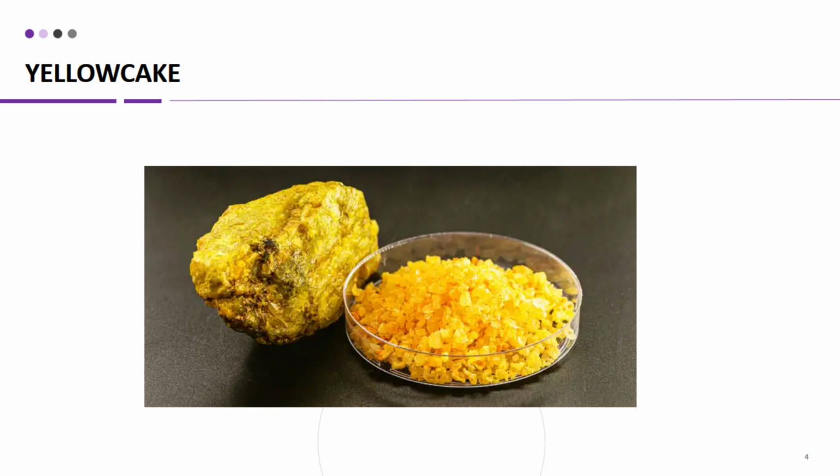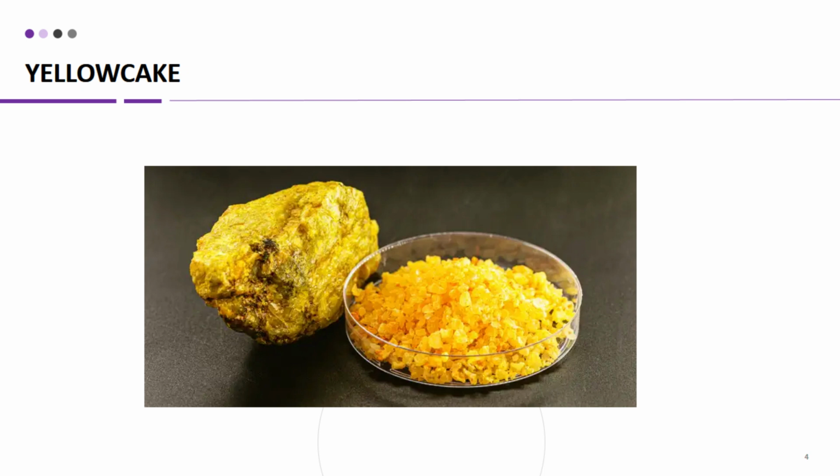Yellowcake is primarily composed of uranium oxide, U3O8, which is a compound made up of 3 uranium atoms and 8 oxygen atoms. The exact composition of yellowcake can vary depending on the specific ore source and the processing methods used. Yellowcake is a stable compound that is relatively insoluble in water, which makes it suitable for storage and transport. It is typically a fine powder with a yellow or beige color, although the exact appearance can vary depending on the specific ore source and processing methods.